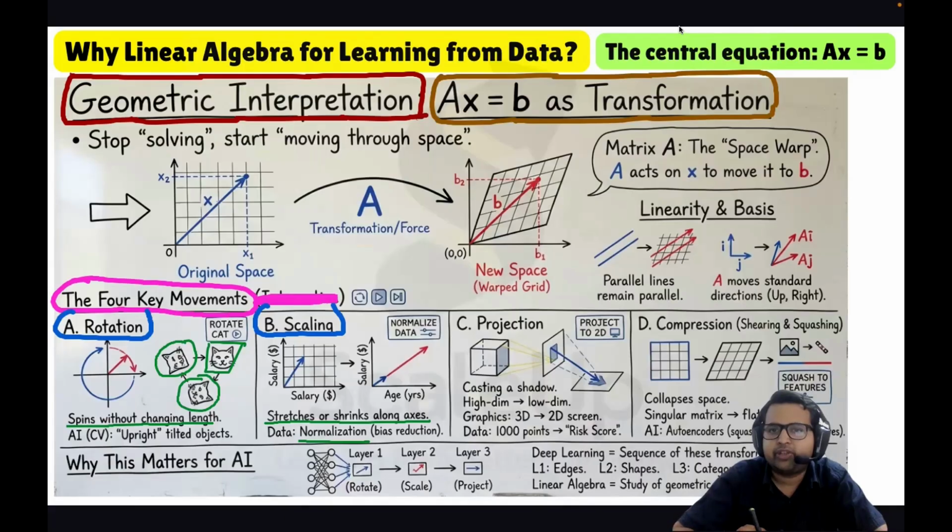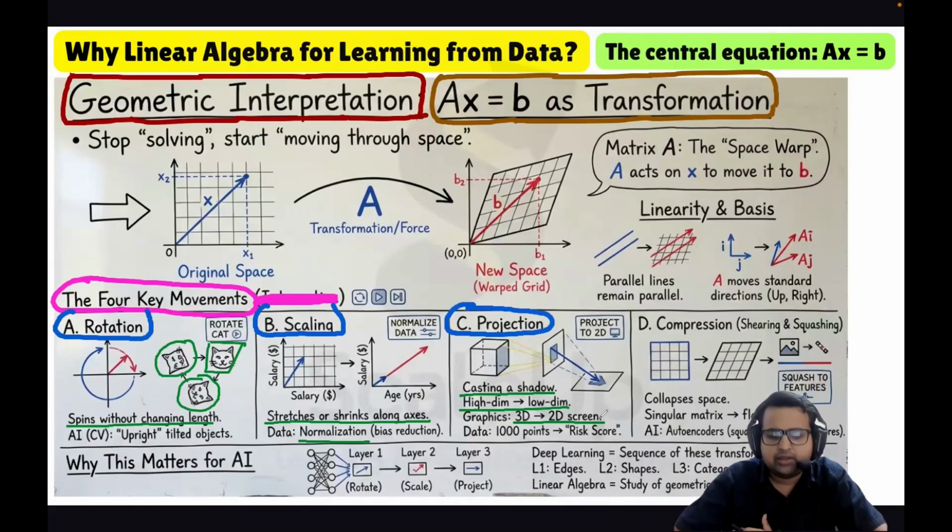Then the next transformation which we have is the projection. So projection is like casting a shadow. It takes a high dimensional vector and flattens it onto a low dimensional surface, like from 3D to 2D. That is what projection is. So in projection, the transformation matrix takes a high dimensional input vector and transforms it into a low dimensional space, like from 3D to 2D space.